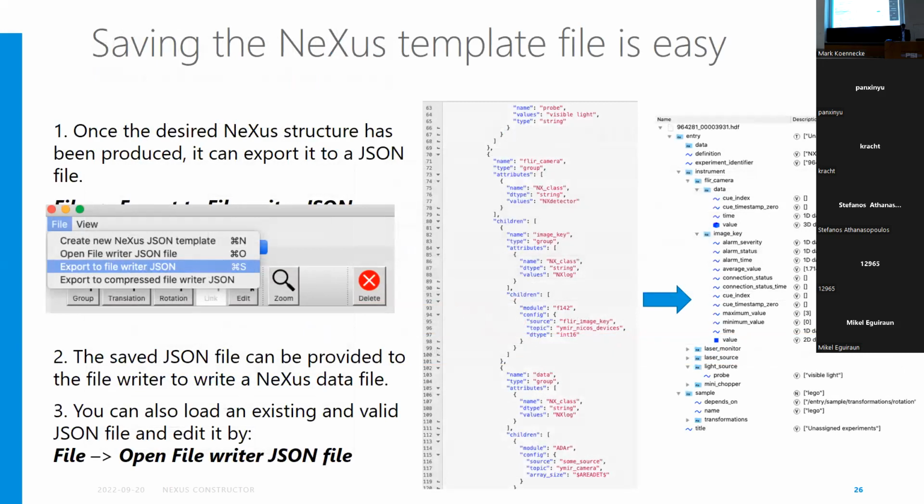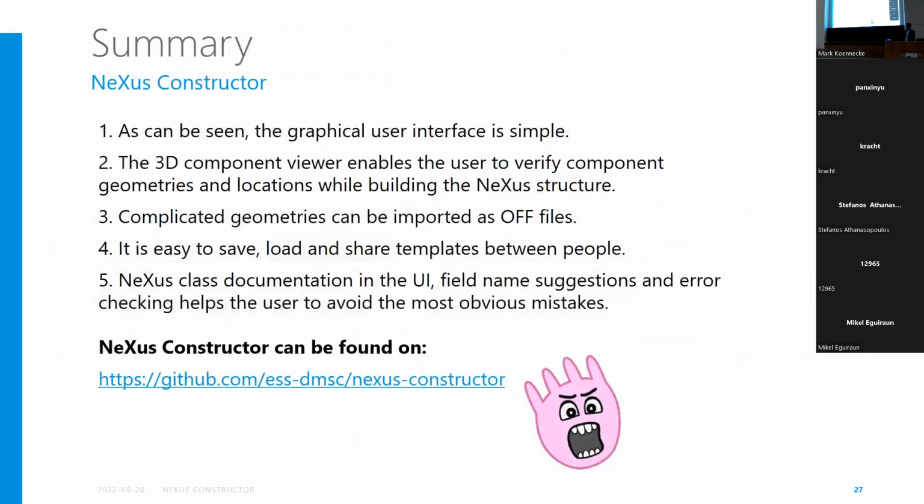And saving it is super simple. When we're done, we just hit File, and there's an export to file writer option. If we want to open it again, we just open it, and that's it.